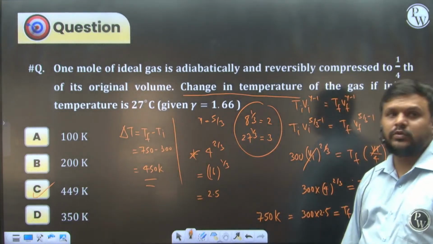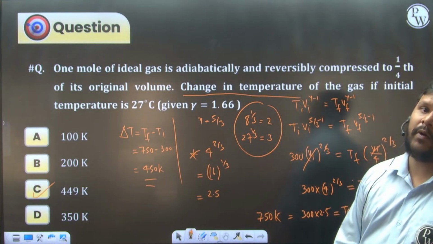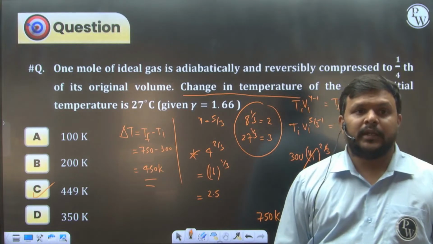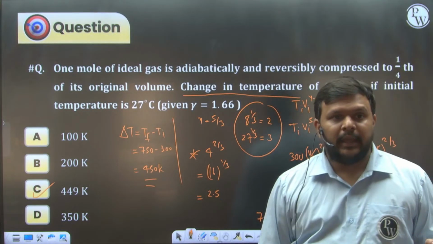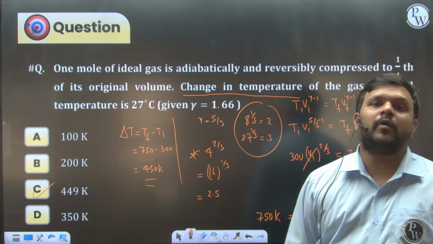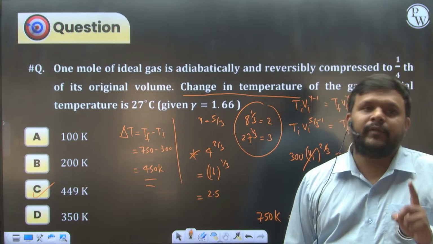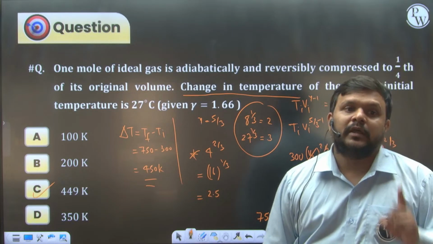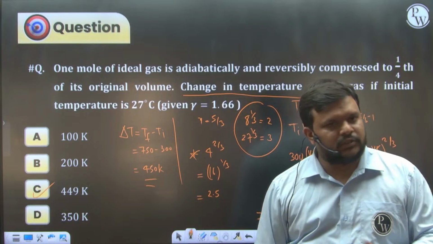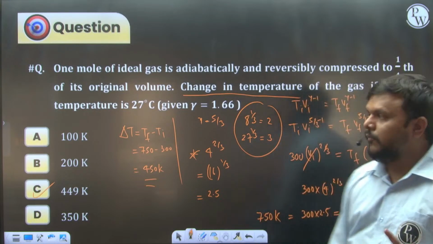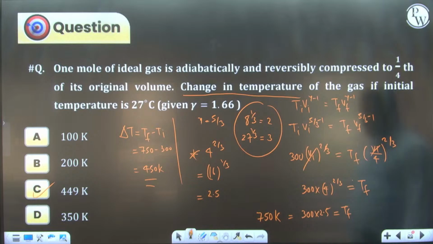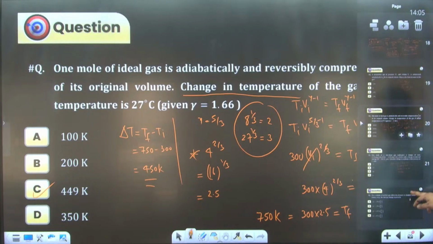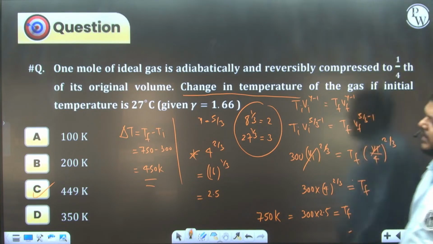Okay. So these three equations, PV power gamma is equal to K, TV power gamma minus 1 is equal to K, and P power 1 minus gamma T power gamma is equal to K. They are very useful, but only for reversible adiabatic process, not for irreversible. Okay. Very important point. So let us move towards the second law of thermodynamics.